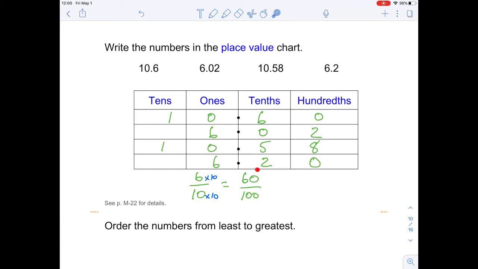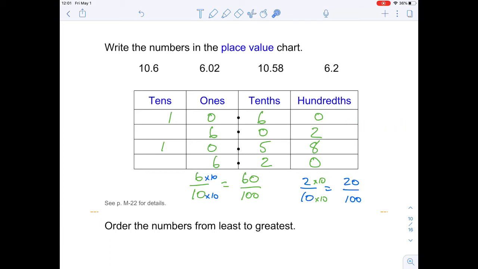For this example, we had 2 tenths, and now it became 20 hundredths. 2 out of 10 is equivalent to 20 hundredths. We multiply both by 10. So that proves that when you add that 0 after the decimal point, when there are no more numbers left over, there's no more numbers here to the right, it doesn't change the value.